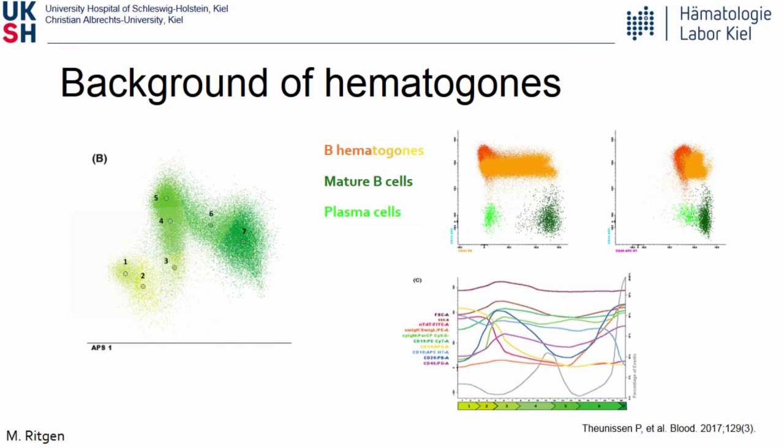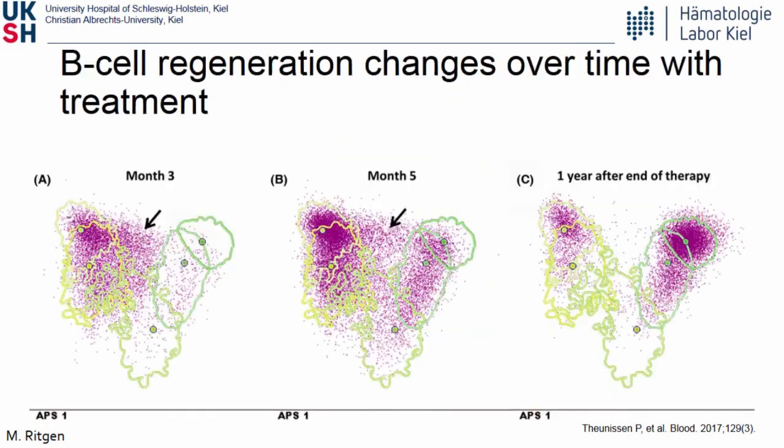And on the right side, you see the immune profile over time in the columns from the left to the right, from very immature to very mature B cells on the right side. And this you have to keep in mind if you look for B cell blasts, because B cell blasts may overlay these normal B cell regeneration. And most important is that the B cell regeneration changes over time.